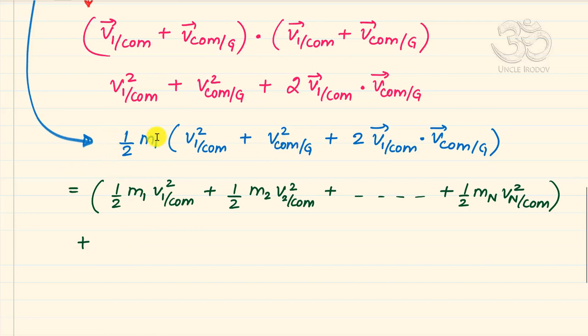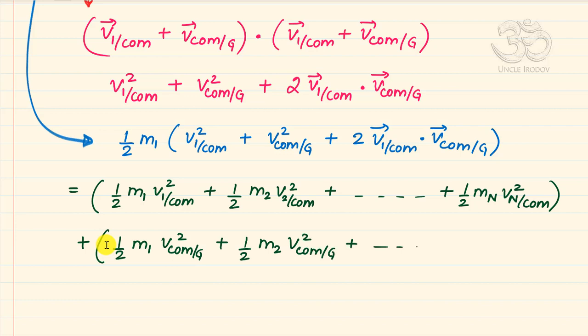So half m1 V center of mass with respect to ground whole square plus half m2 V center of mass with respect to ground whole square plus so on, so on, so on. The last term will be half mn V center of mass with respect to ground whole square plus.